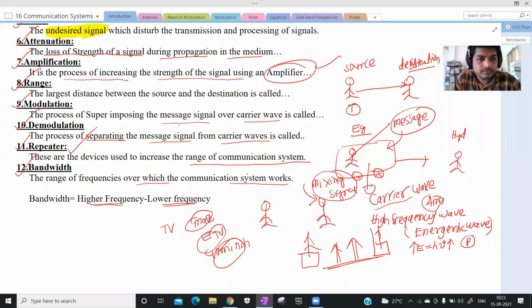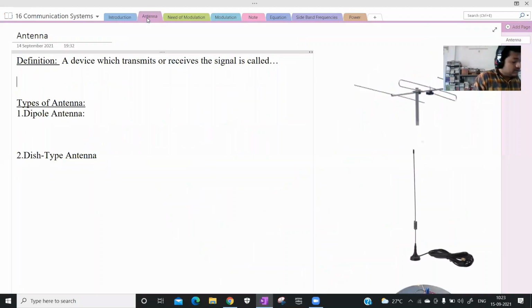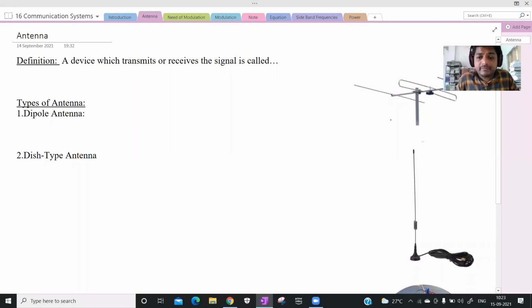Is it fine? Yes, sir. Right. Next concept is antenna. You have already seen this diagram. These are antennas. What is an antenna? An antenna is a device which transmits or receives the signal.